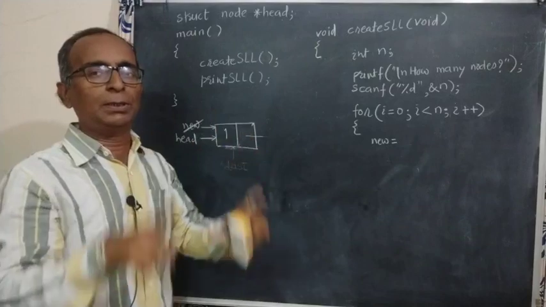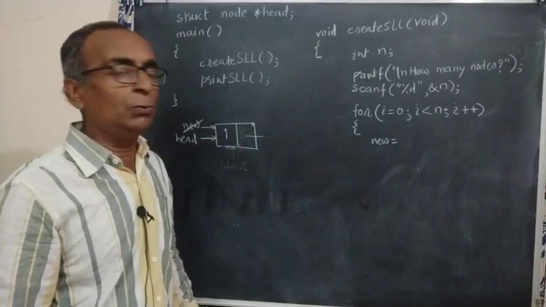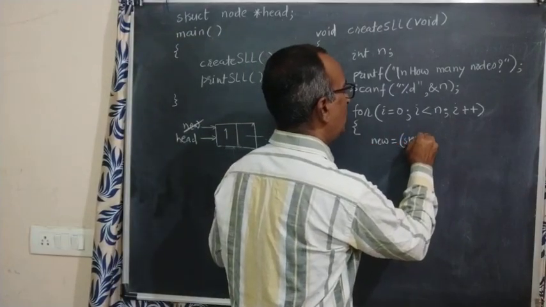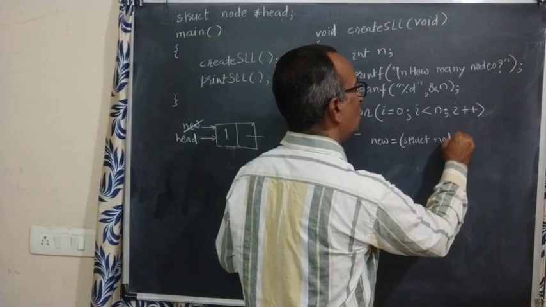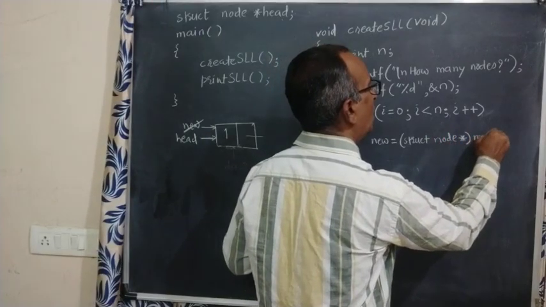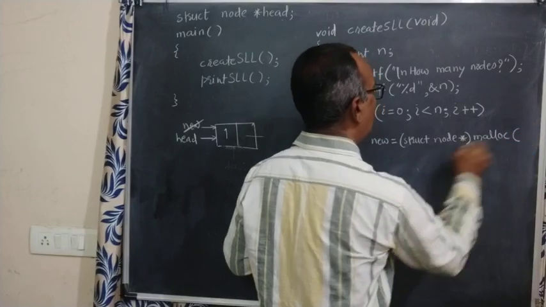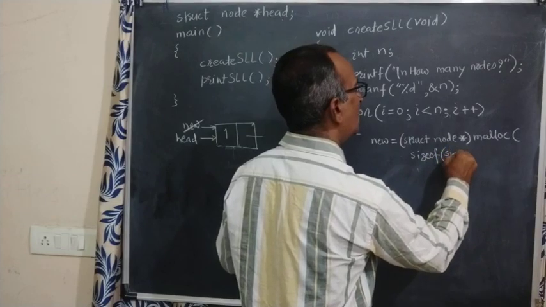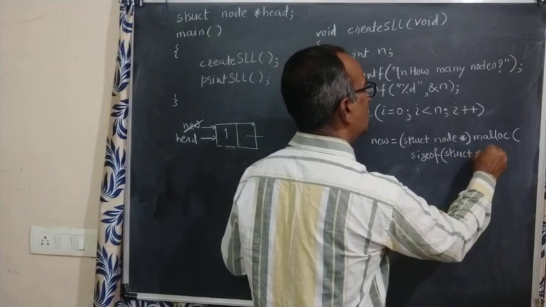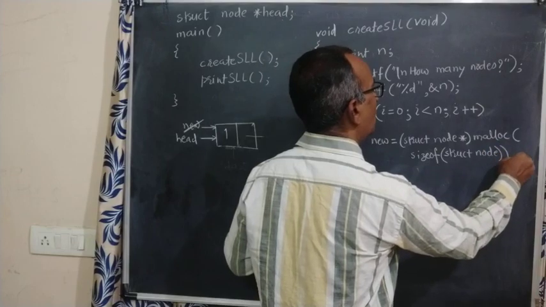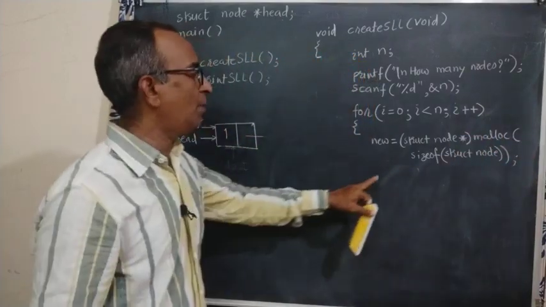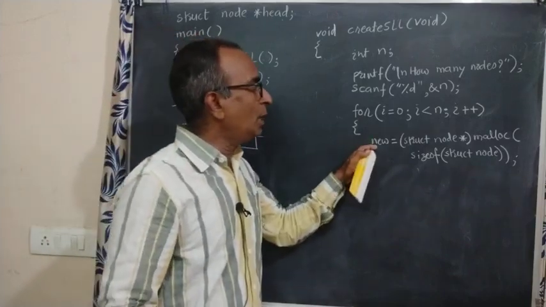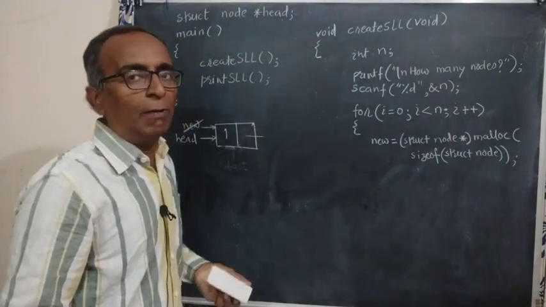Now what I am doing, see this new, I'll create one first, this new variable, new node. How to create new node? We have seen struct node star, malloc, then sizeof is an operator. We have to use how much size we are giving: struct node size, and this is closed. Now what will happen by this? First new node is created.